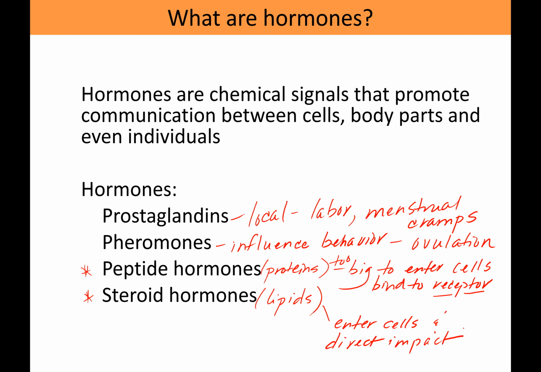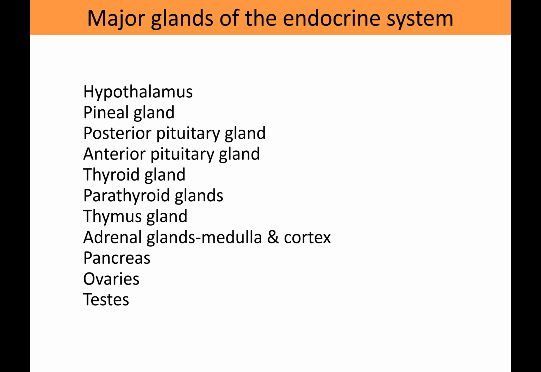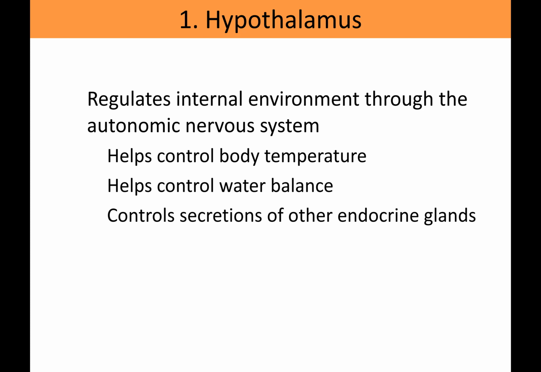Okay, so most of our hormones are going to fall under the peptide and the steroid categories. So here are the major glands. Notice that we're going to divide up the pituitary into the posterior and the anterior one, and same thing with the adrenal glands. We'll break it up into the medulla and the cortex. So to start off with, the hypothalamus helps control body temp, helps control water balance, and controls secretions of other endocrine glands. Remember, this is the main control center for this whole entire system.